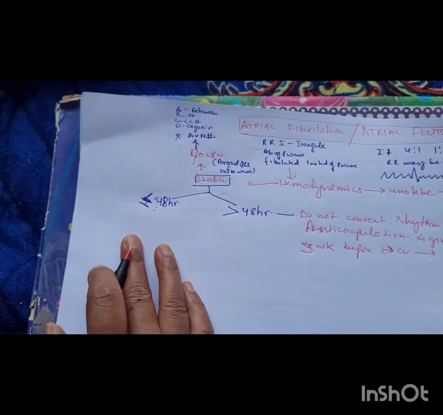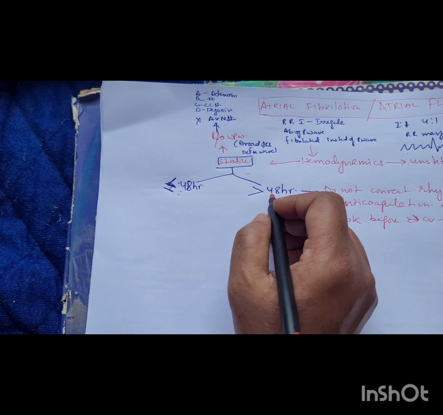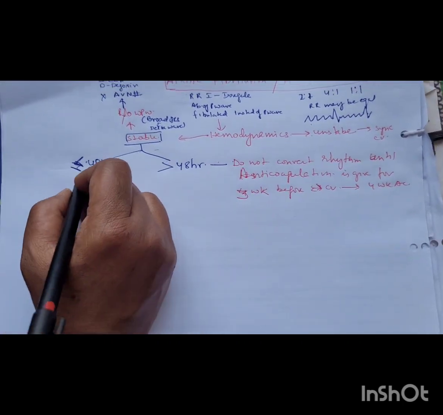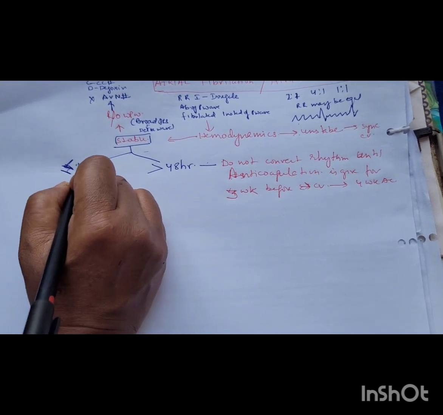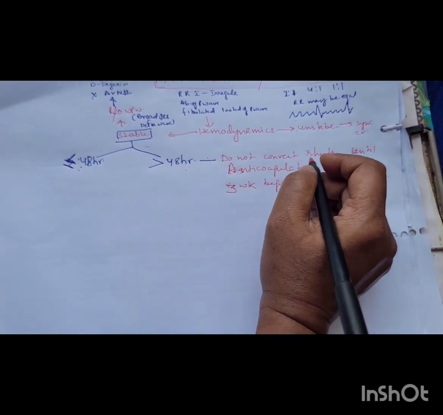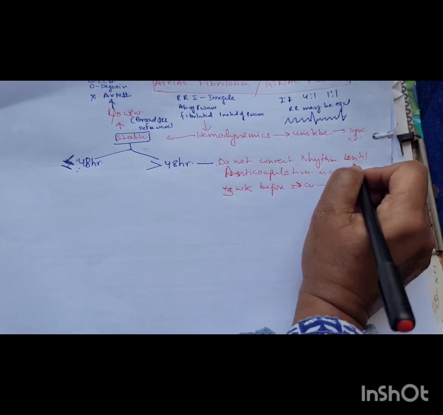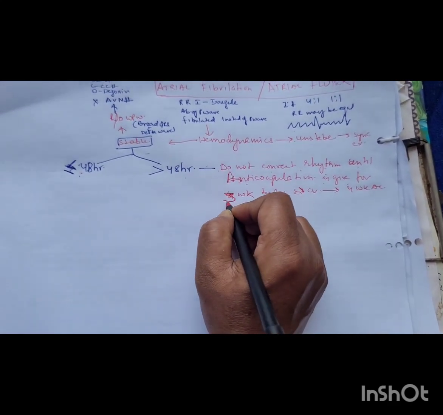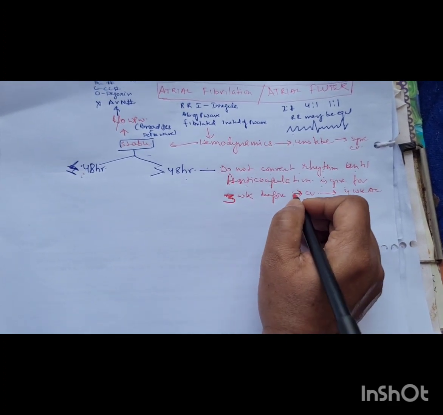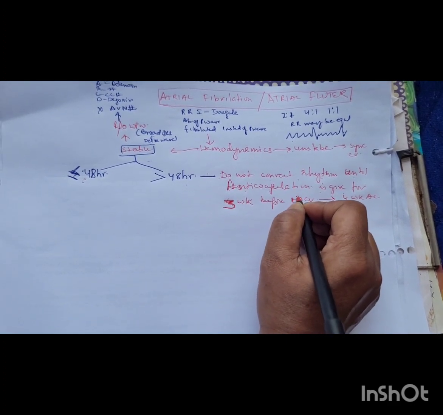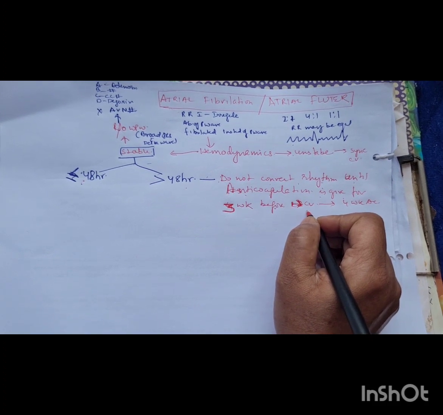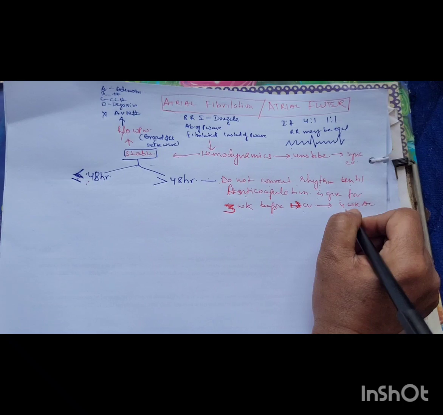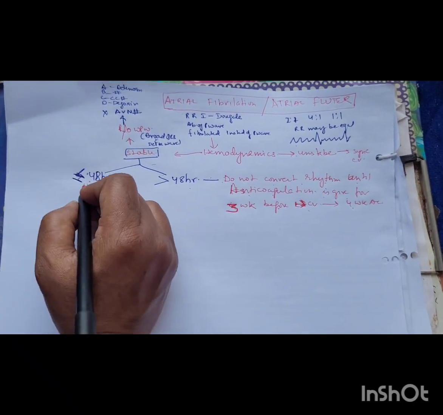You can go with an antiarrhythmic agent as well, even in greater than 48 hours of AF. So less than 48 hours, or greater than 48 hours, you have to remember this: do not convert rhythm until anticoagulation is given for 3 weeks before, and then you can do cardioversion. You can give an antiarrhythmic agent for conversion, and then for another 4 weeks you have to give anticoagulant.